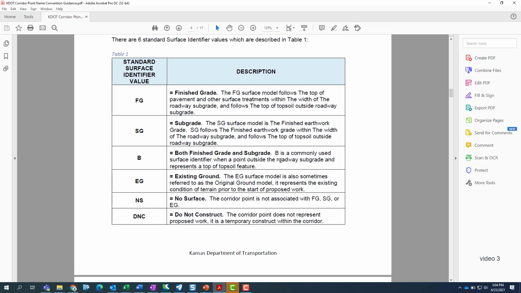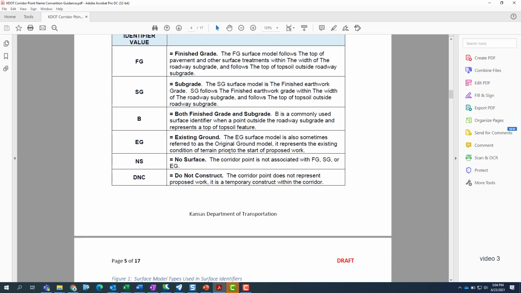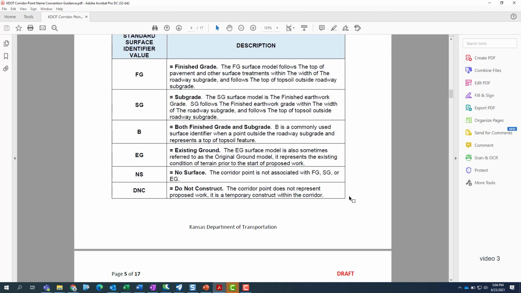If we have existing ground points in our corridor, we have a surface identifier standard value for that. If there's no surface, those are corridor points that don't follow one of the surface models that we looked at. Certainly within the pavement structure, we have a lot of no surface points. And then finally, we have a do not construct. That would indicate that the corridor point isn't representing proposed work or a proposed work feature. It's a temporary element that we included in the design process to help us find the right locations for the actual features that we're designing.